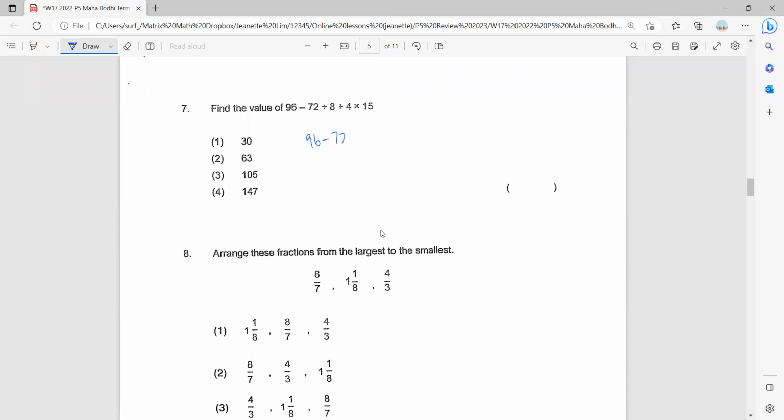Okay, 96 minus 72 divided by 8 plus 4 times 15. So if you have plus, minus, times, divide, you always do the divide and times first. So in this case, they do these two first. So 72 divided by 8 is 9, and 96 minus 9 is 87. Keep the plus there. Then 4 times 15, which is 60. So now we have plus and minus. Do from left to right. So this is 87, then plus 60. So this is 147.